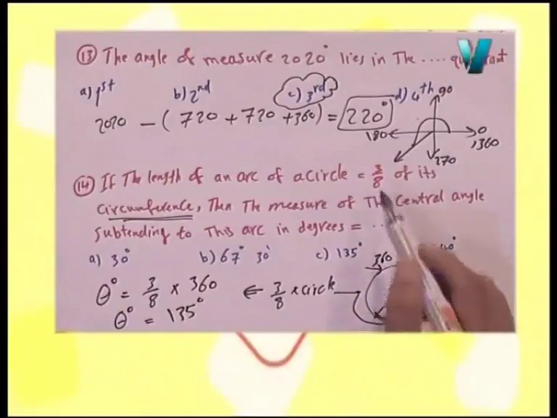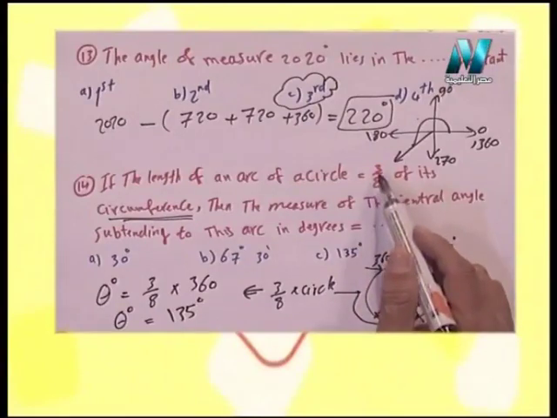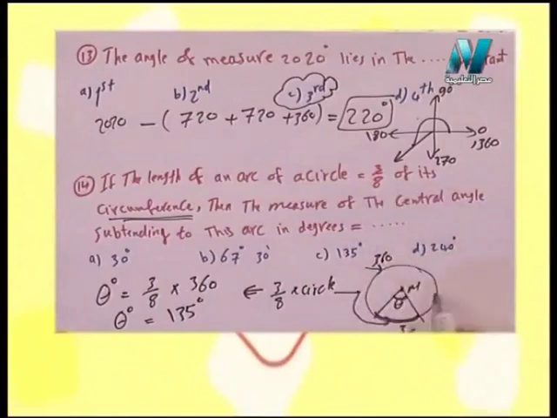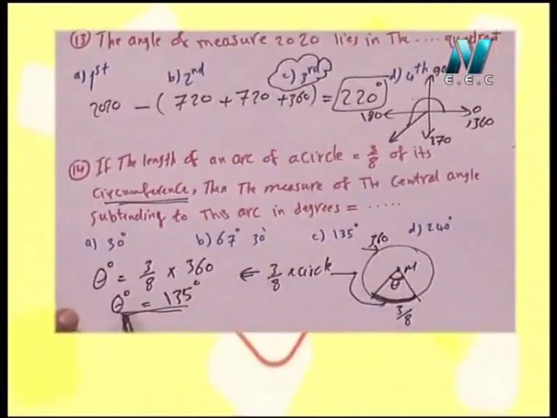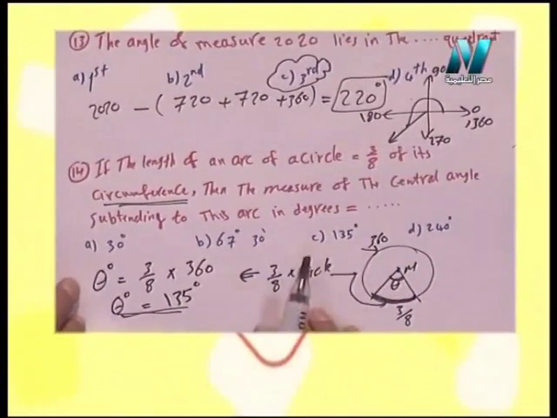Okay, and if the arc equals 3 over 8 the circumference, it will be also 3 over 8 the measure of the whole arc of the circle, and we put 3 over 8 multiplied by 360, we will get theta here. Okay, we will get theta degree equals 135 degrees. Let's move to question number 15 here.